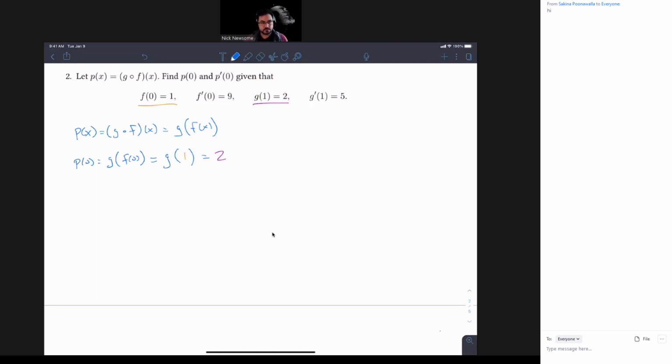Now we have to take a derivative. So we actually have to remember what chain rule says in general. So p prime, and we'll just do p prime of x first. Chain rule says that I take the derivative of the function on the outside, so g prime of f of x, and then I multiply it by the derivative of the inside, f prime of x. That's chain rule.